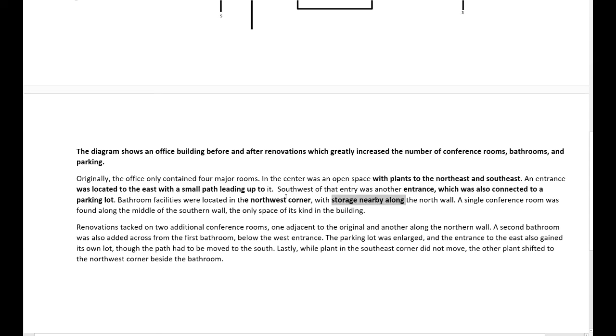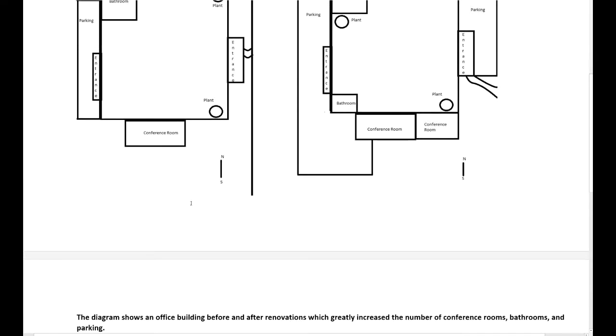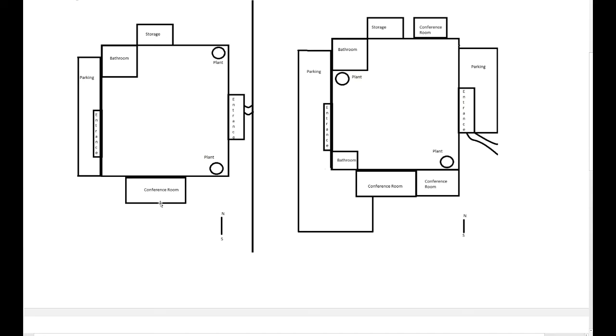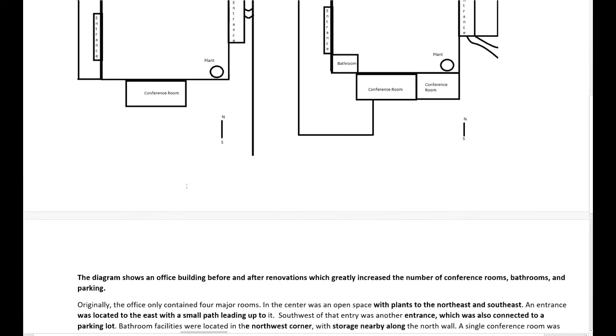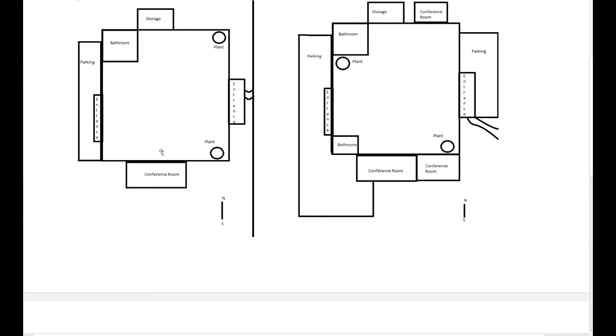Single conference room, southern wall. Conference room, southern wall. Okay, so it looks like we're hitting all of the key features in that first half of the picture. Now we need to make sure we're doing the same thing in the next picture.